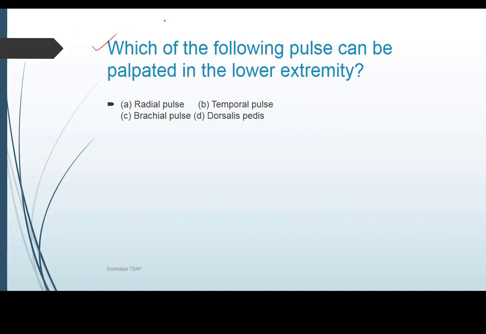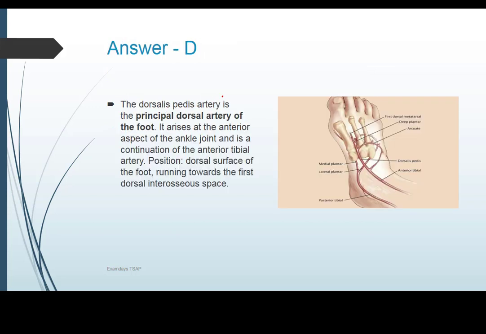Moving on to the next question: which of the following pulses can be palpated in the lower extremity? Options: A, radial pulse; B, temporal pulse; C, brachial pulse; D, dorsalis pedis. The correct answer is going to be dorsalis pedis. This artery is the principal dorsal artery of the foot. It arises at the anterior aspect of the ankle joint and is a continuation of the anterior tibial artery.